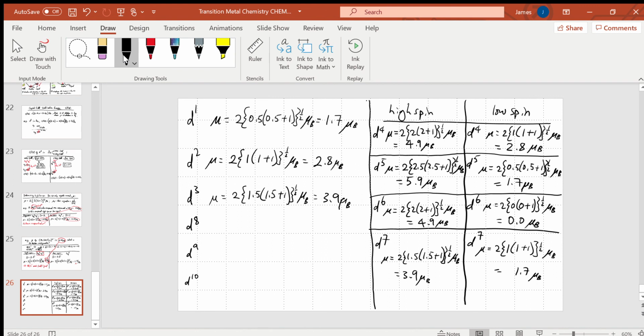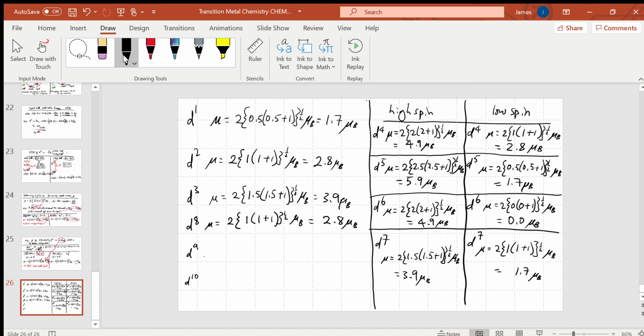So D8, we have spin only magnetic moment is 2. We would have net spin of 1, so 1, 1 plus 1, square root Bohr magneton, which is 2.8 Bohr magneton.